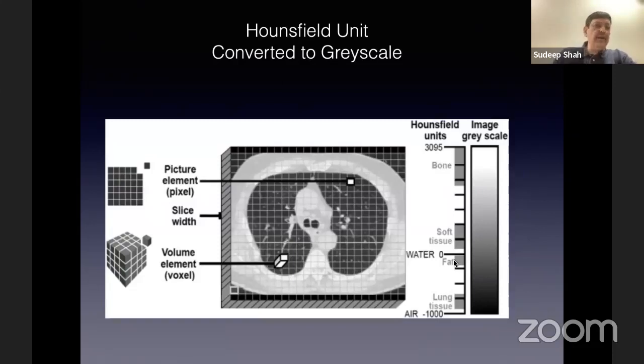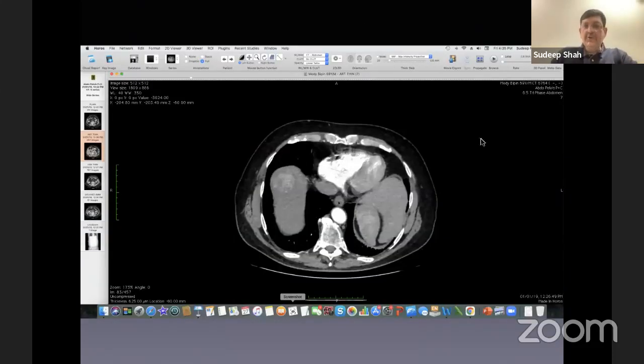And just to give you an example here, this is actually a screenshot of my console. And this is a patient with a liver tumor, which you can see here.